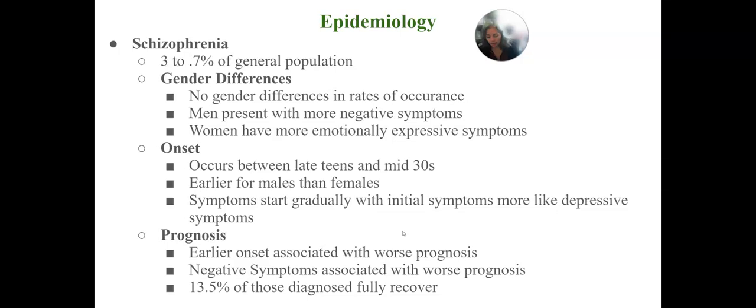So let's talk about the prevalence rates. When you're talking about schizophrenia, you're talking about less than, that should say 0.3. It's less than 1% of the population. So it is rare. We don't see significant gender differences. Men and women are equally likely to develop schizophrenia. How it manifests might be different. Men show more negative symptoms, which sadly means a worse prognosis, and women might have more emotional expressive symptoms.